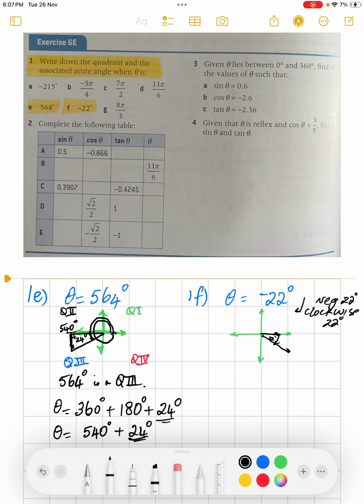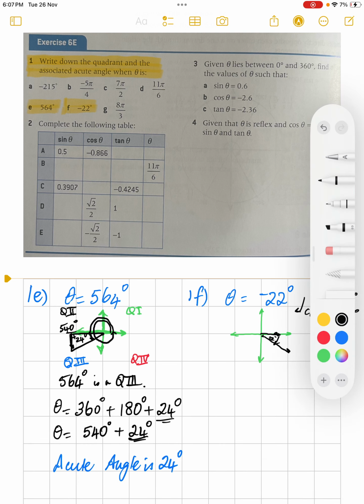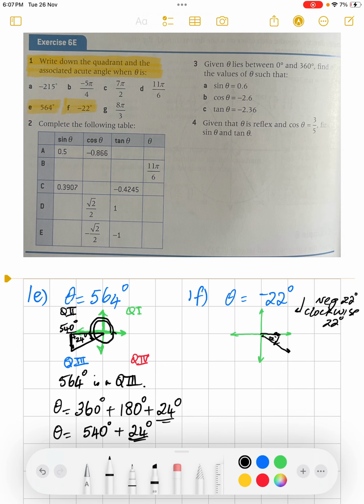So this is quadrant, well, we've got quadrant 1 up here. We've got quadrant 2 over here between 90 and 180. We've got quadrant 3 down here between 180 and 270. We've got quadrant 4 between 270 and 360. Also, if we come back, between 0 and negative 90 degrees is quadrant 4. So we can say, therefore, negative 22 degrees is in quadrant 4.